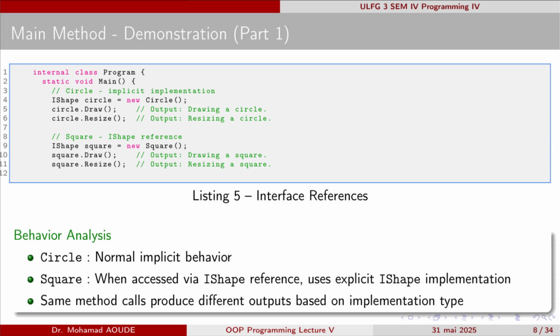Let's see this in action in the Main method. First, the Circle. We create a Circle and hold it in an IShape reference. Circle.Draw outputs "Drawing a circle". Circle.Resize outputs "Resizing a circle". This is standard implicit behavior. The public Draw and Resize methods of Circle are called. Now the Square accessed via IShape. We create a Square and also hold it in an IShape reference. Square.Draw outputs "Drawing a square". Square.Resize outputs "Resizing a square". Even though Square uses explicit implementation, because our reference is of type IShape, the calls correctly resolve to Square's IShape.Draw and IShape.Resize methods.